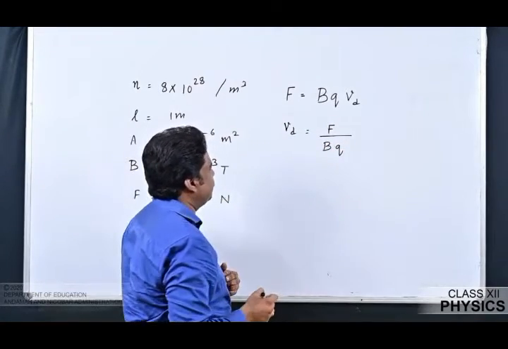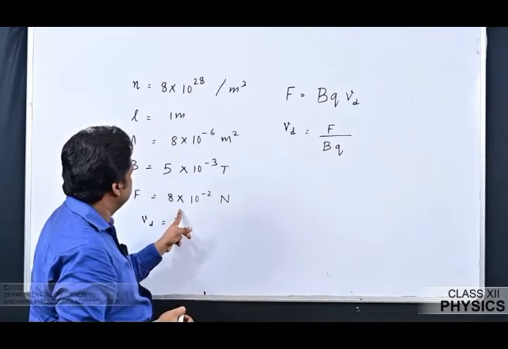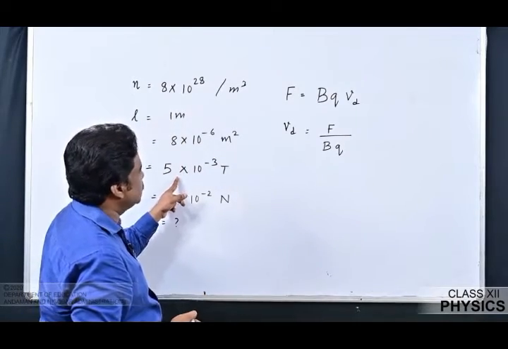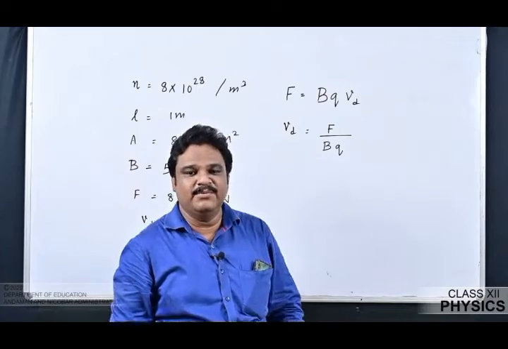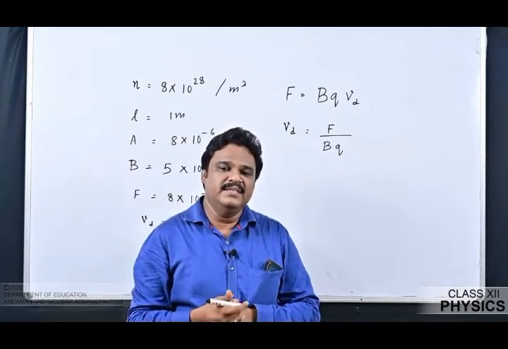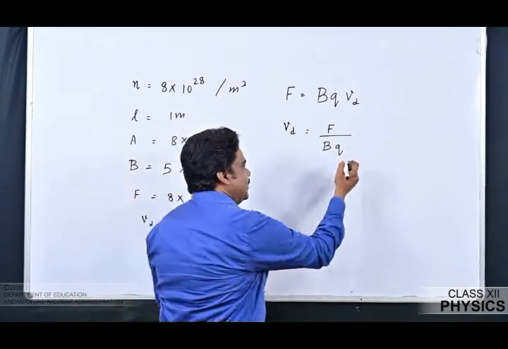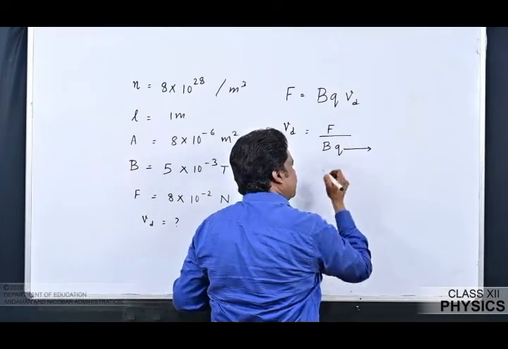Check, all the values are with you. Yes, force is with us. The strength of magnetic field is with us. But the total charge in the wire is not with us. So the only unknown is the total charge. So how to get the total charge?